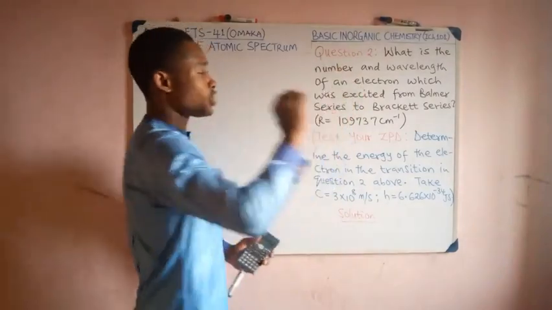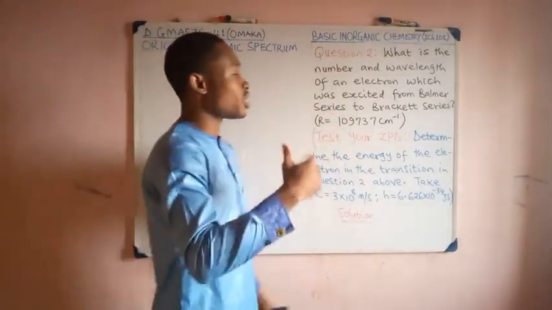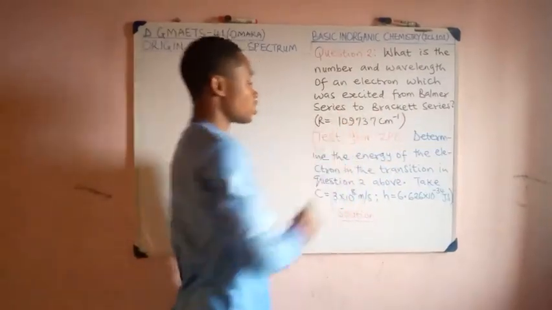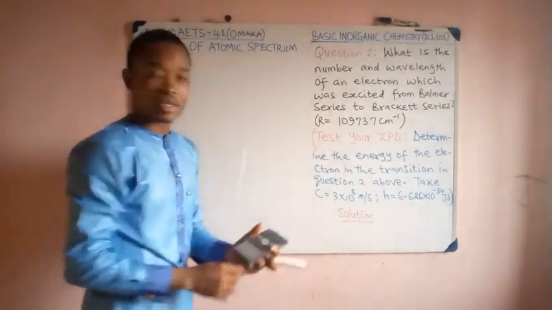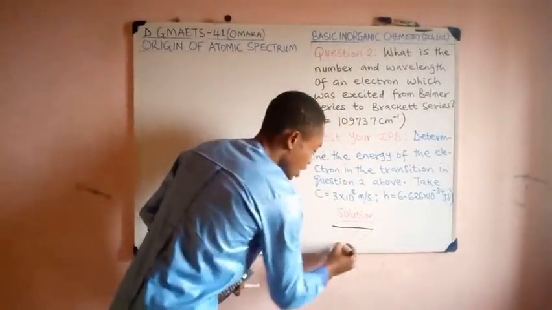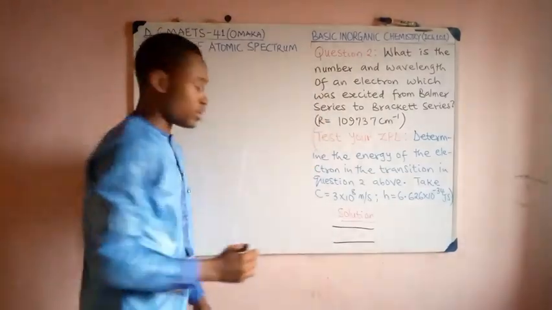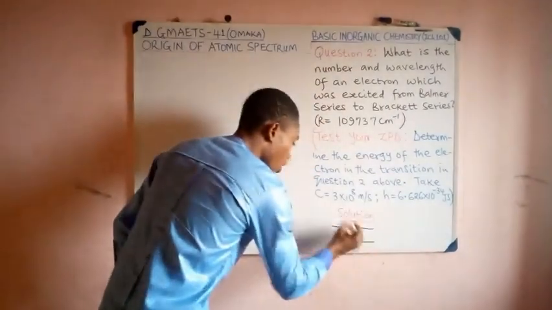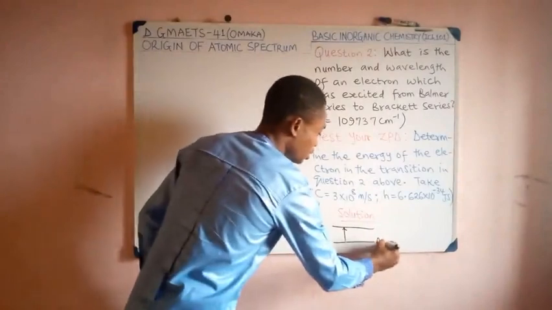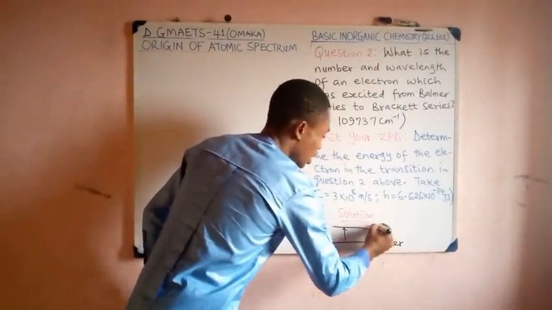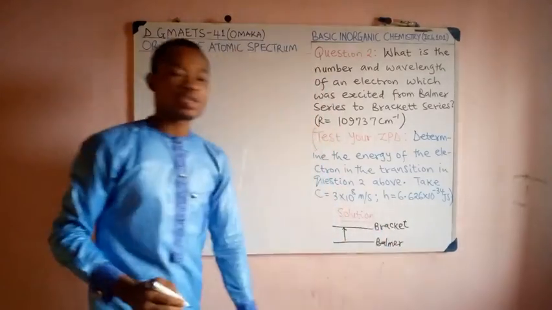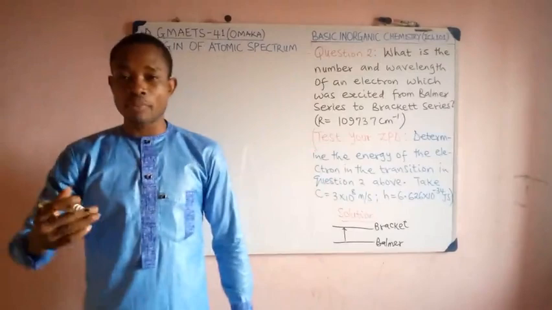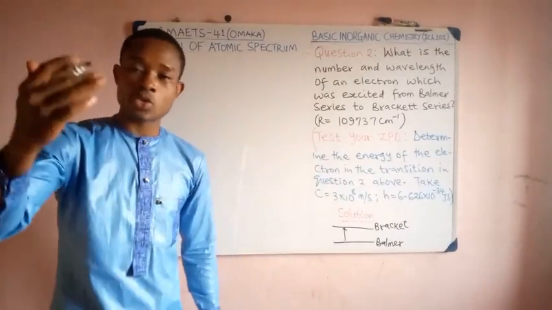Looking at this, we want to consider that the excitation is from Balmer to what? To Brackett series. So since it's from Balmer to Brackett series, suppose I take this and this to be the two series. So there is this jump upward like this. This is Balmer, and then this is what? Brackett. Is that okay? So there was no specification of the line the electron jumped from in Balmer and where it jumped to in Brackett.